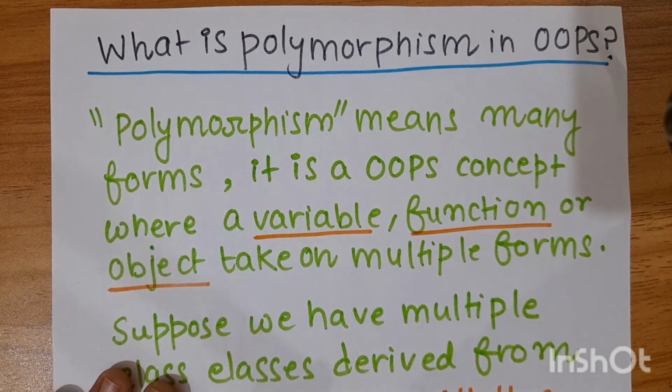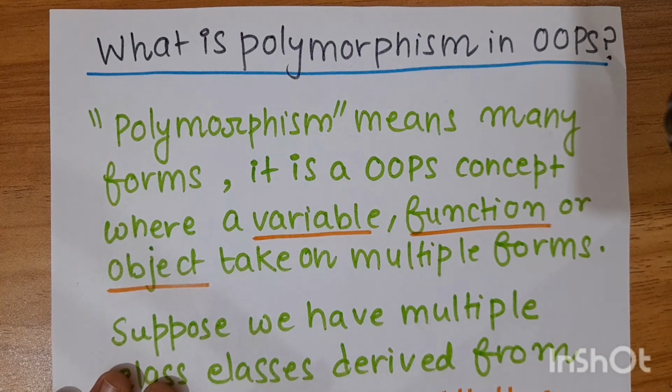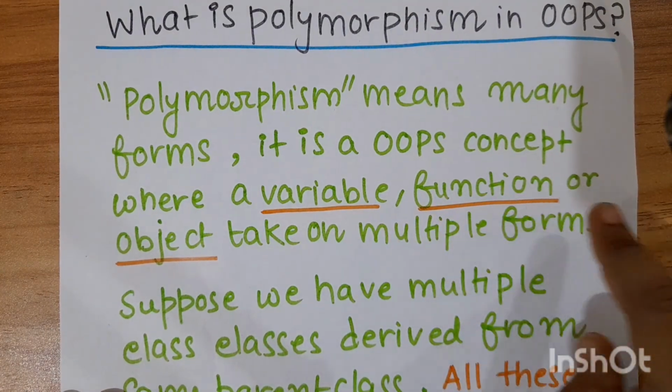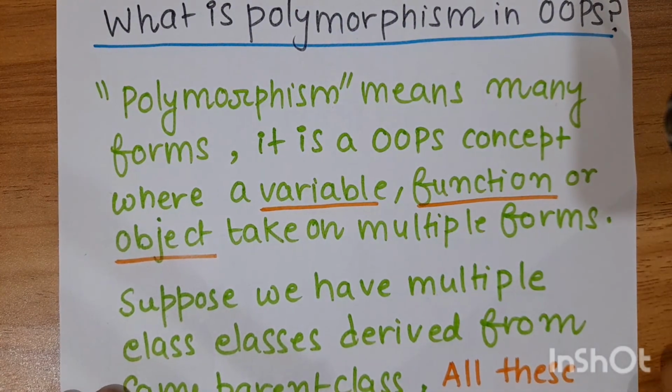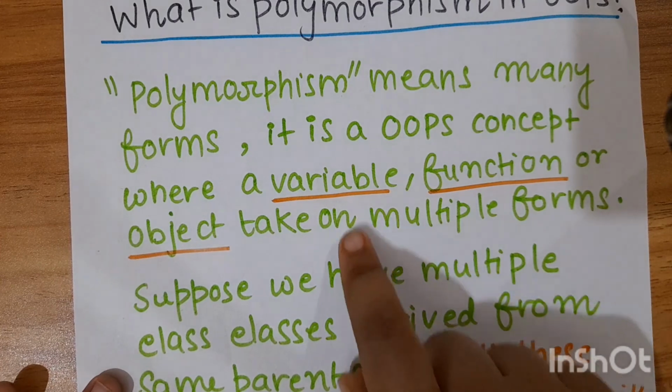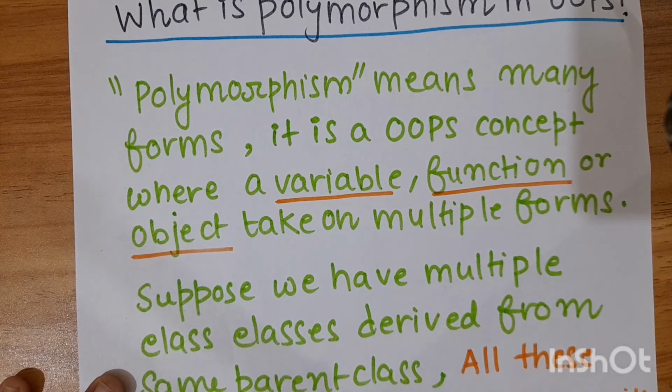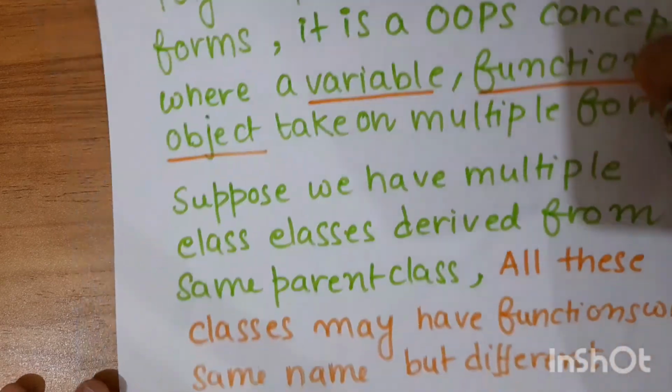Now what is polymorphism in OOPS? Poly means many, morphism means forms. So polymorphism means many forms. It is an OOPS concept where a variable, function or object can take on multiple forms. So a variable can take multiple forms, a function can take multiple forms, or an object can take multiple forms.